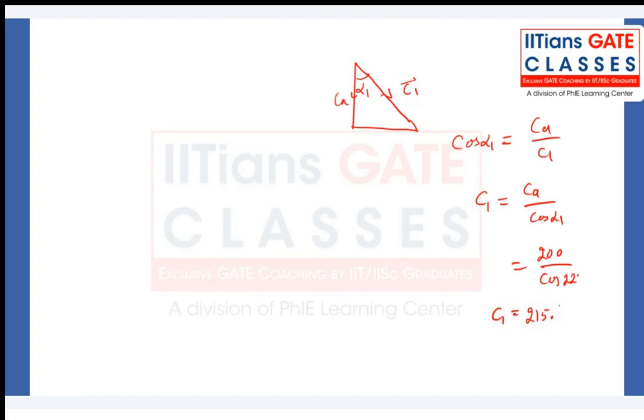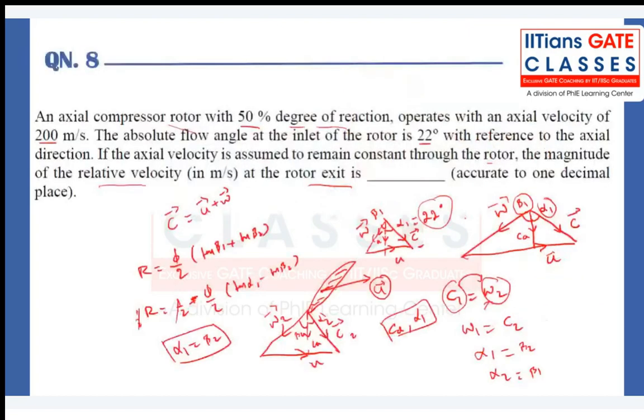something meter per second as a magnitude. Because it's a 50% reaction, W2 is also equal to C1, which is going to be 215.7 meter per second. Let us just look back at the question again. Accurate to 1 decimal place, so it is fine. 0.7 in meter per second unit. Right? So everybody clear? Yes. So a very straightforward question.